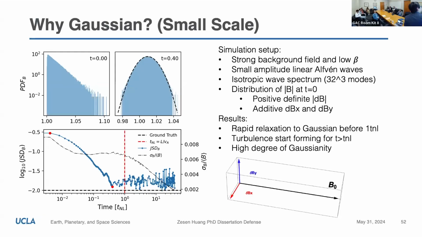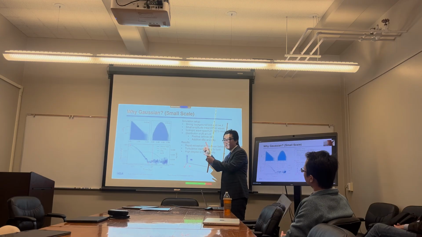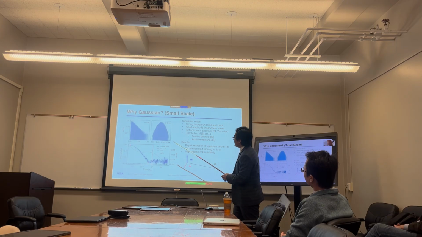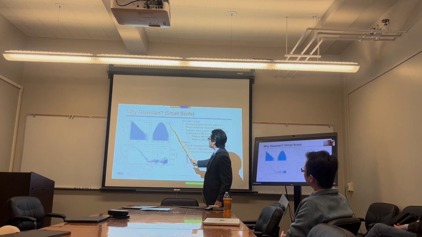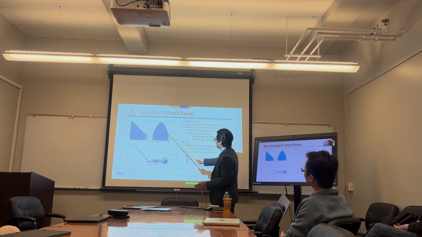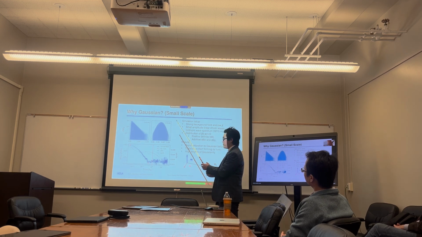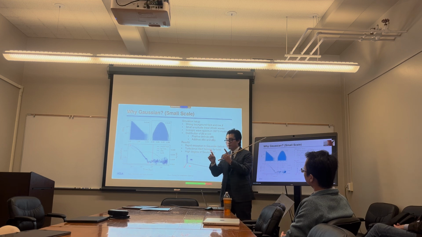which is defined by the size of the box divided by the Alfvén wave speed, how long it takes for the Alfvén wave packet to pass from one side of the box to the other. So it reached Gaussian within one nonlinear time, or actually half of that nonlinear time, which means it takes only the time for the Alfvén wave to propagate from one side of the box to the center of the box to make the distribution of mod B become Gaussian.